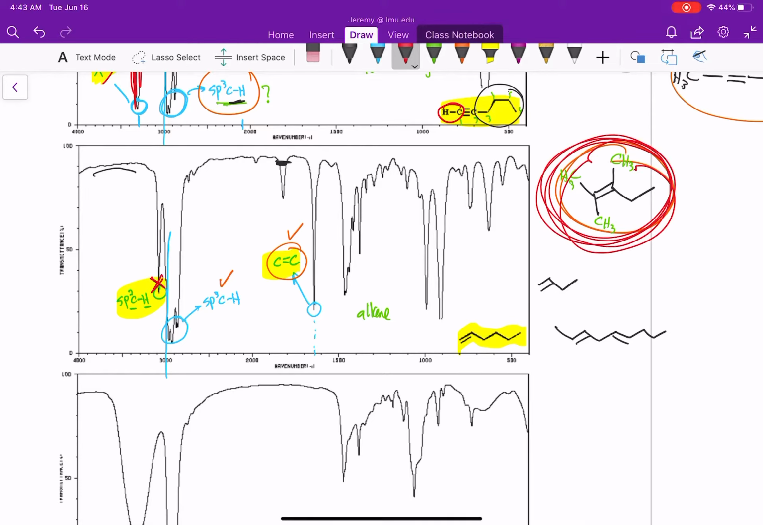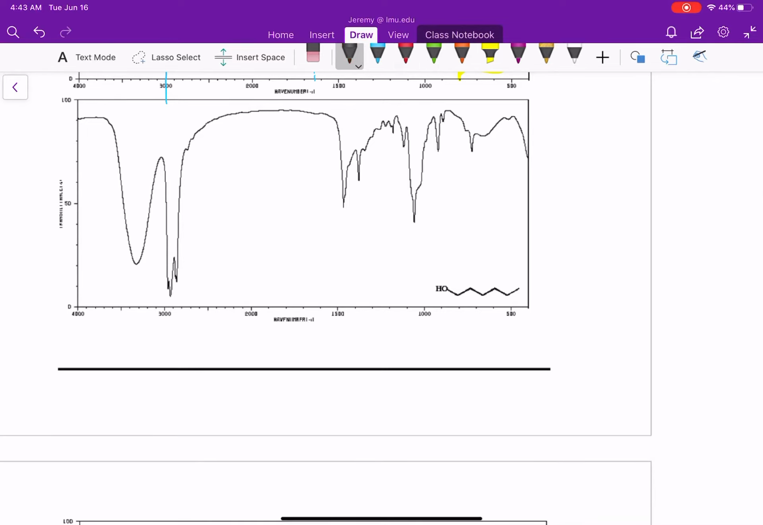All right? Looking at our next structure here, in zone 1, now we see a big, broad peak. So that's clearly going to be an OH, or an NH, okay? And we'll see NHs a little later, but when you have a nice, big, broad peak here, that's always going to be an OH of an alcohol.